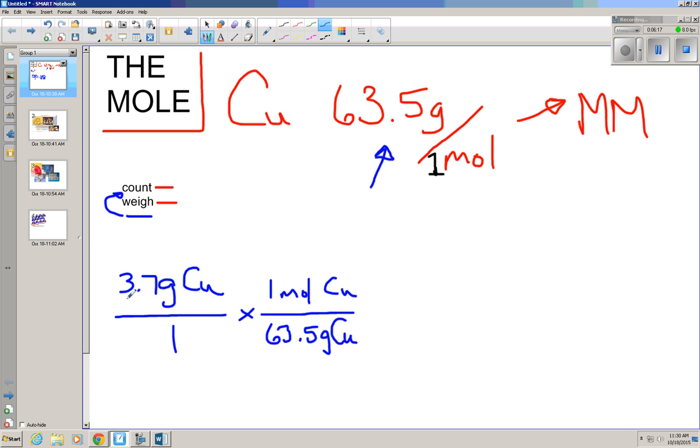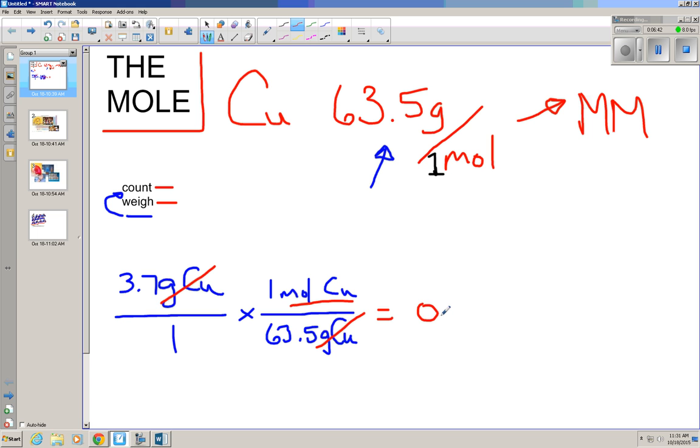So we've got 3.7 grams of copper over 1 multiplied by 1 mole of copper over 63.5. Let's just do a check. What cancels out? Grams of copper cancel. It leaves us with a unit of moles of copper. So now I've got a division problem. I've got 3.7 divided by 63.5. So let me pause for a minute to get an answer. Okay, and don't be surprised, you should get a small number here.